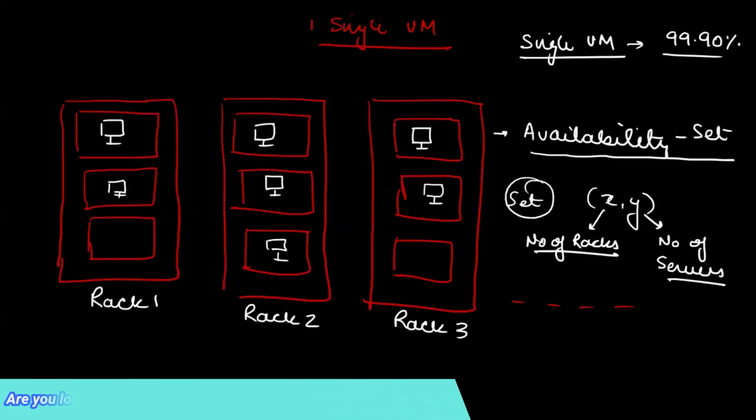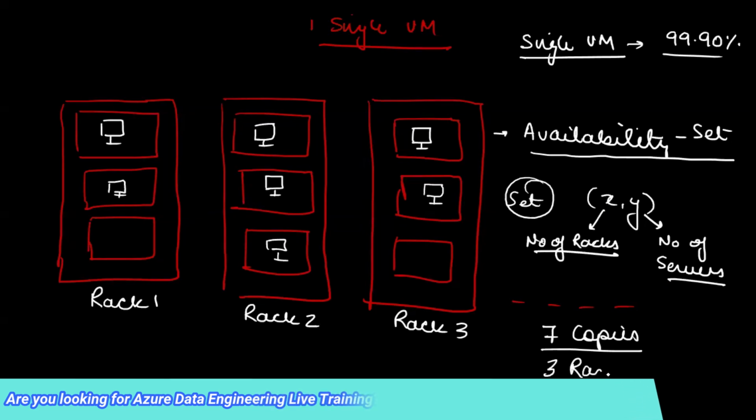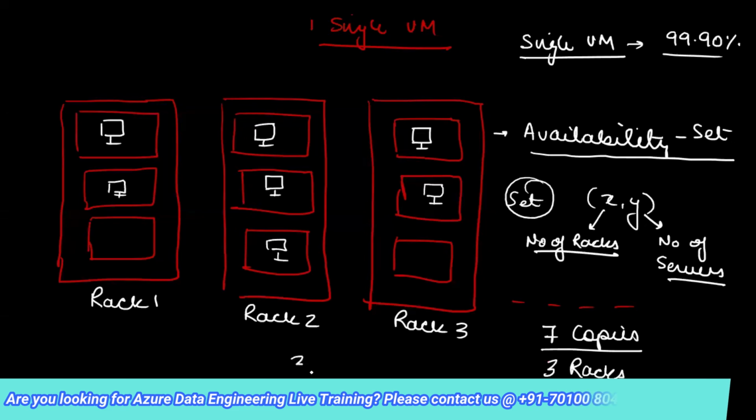How many copies do you see? We've created 7 copies. And how many racks have we used to place them? On 3 racks. So 1, 2, 3, 4, 5, 6, and 7th copy here placed on rack 1, 2, 3. Correct? So my set here would become 3, comma 7. Why? 3 is the number of racks, X, and Y is the number of servers, right? So I have 7 copies present on 7 servers. So this availability set is 3, comma 7. Is that clear?